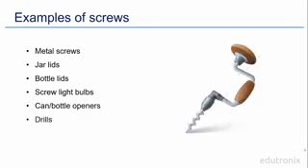And we also have drills that have some form of screw bit at one end for drilling into metals or wood. There are several other examples of screws. Let's now take a look at the wheel and the axle, which is another type of simple machine.